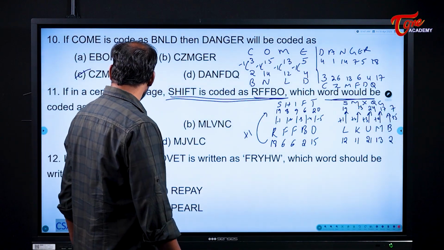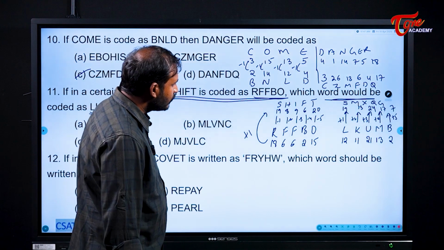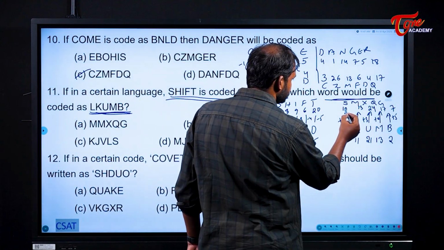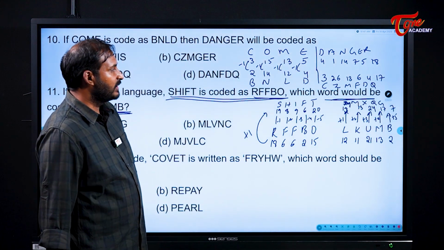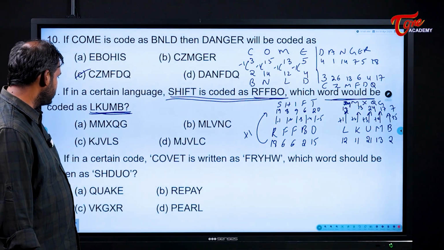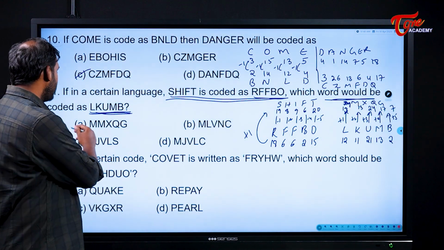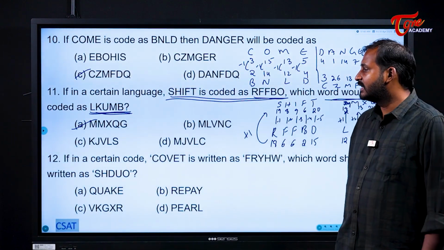That is the case. LKUMB. Sorry, this is 13. 12 +1, that is 13. So the 13th alphabet is M. MMXQG will be our answer here.